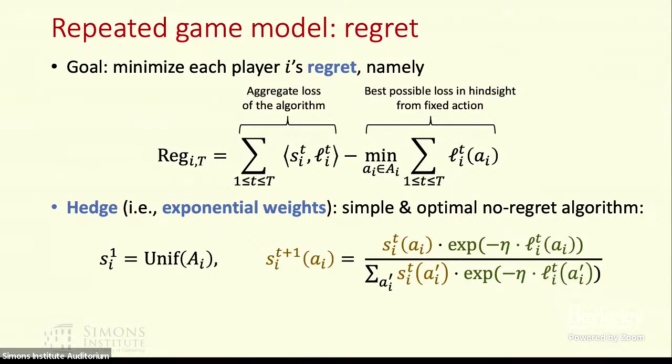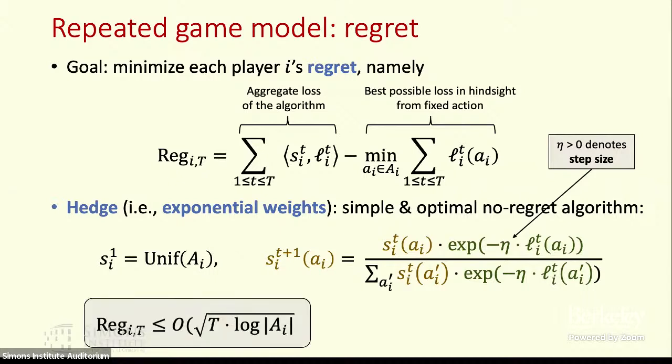The iterates are shown here. So in the first round, agent i plays a uniformly random action from their action set. And in the subsequent rounds, each agent i updates their strategy vector according to the formula shown here. In particular, to get the strategy vector at time t+1, you take that at time t, and you reweight it according to an exponential of minus step size eta times the loss at time t for each action. Now, this is a very natural formula because actions with higher loss are going to be downweighted by a larger amount in subsequent iterations.